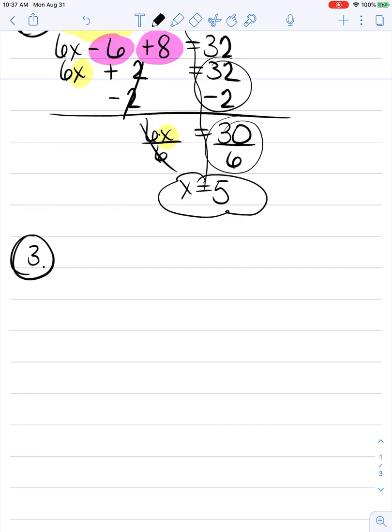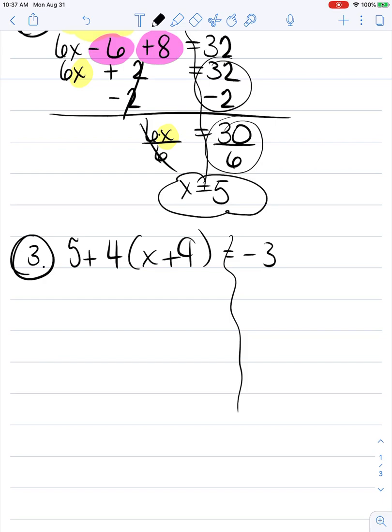Number 3, I have 5 plus 4 times (x plus 9) equals negative 3. So split it at the equal sign. First, I have the distributive property, so that's what I'm going to do first. So I bring down my 5 equals negative 3. And now let's distribute the 4.